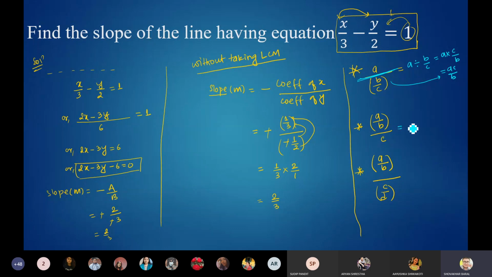A by B divided by C. It can be written as A by B divided by C. So C को तलपट्टि केही पनि छैन. So you can write here 1 also. So तल केही पनि छैन भने तल 1 हुन्छ. You can simply write there 1. So it can be changed as A by B times 1 by C. So it will be A upon BC.